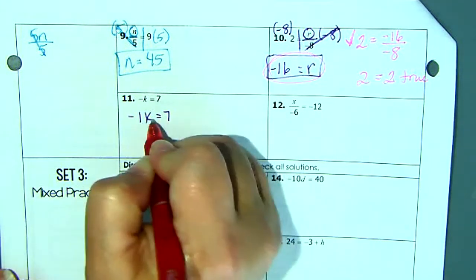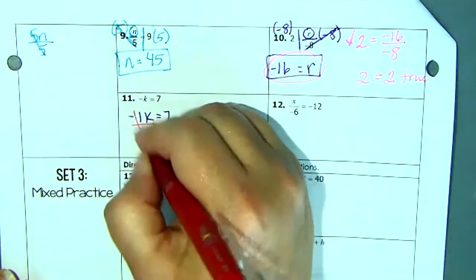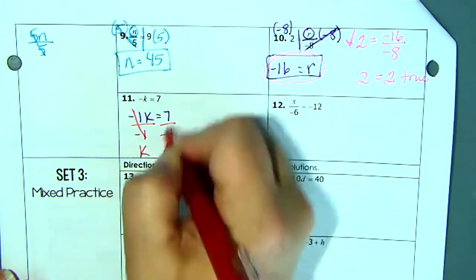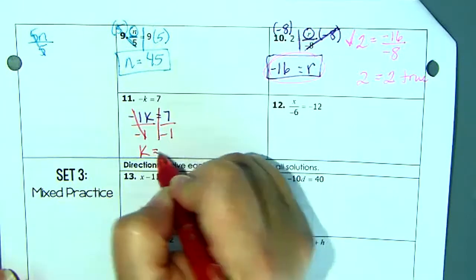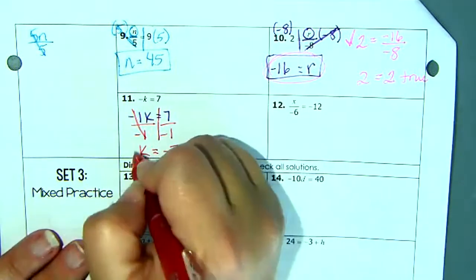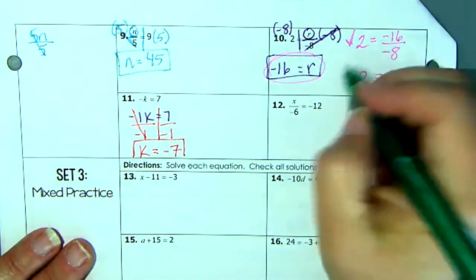So I'm going to now divide by negative 1 on both sides. This divides out. Negative 1 divided by negative 1 gives me a positive k. Oh, I forgot my equation wall. Shame on me. 7 divided by negative 1 equals negative 7. So all it really did was just change the sign. But there's my answer.